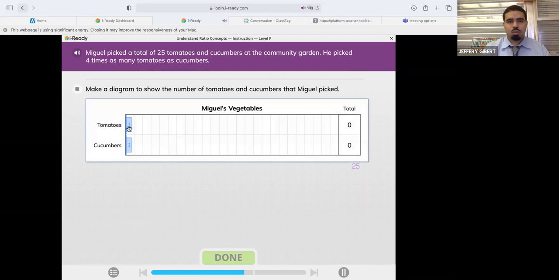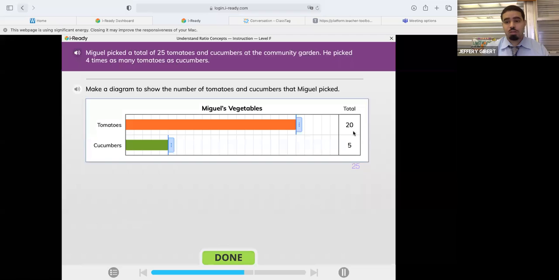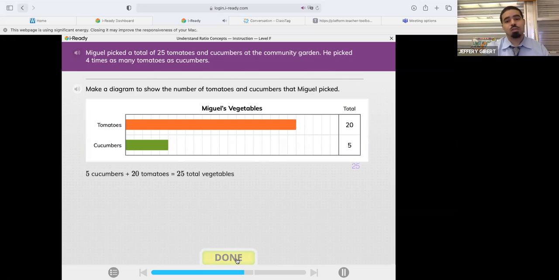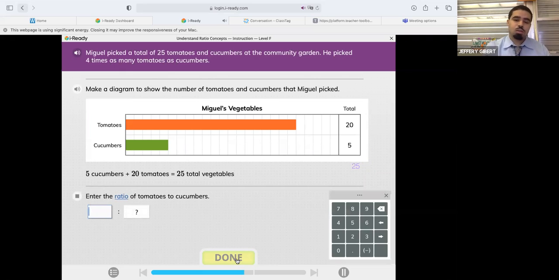Make a diagram to show the number of tomatoes and cucumbers that Miguel picked. So 1 times 4 is 4. Now another cucumber. 2 times 4 is 8. Another cucumber. 3 times 4 is 12. Another cucumber. 4 times 4 is 16. And another cucumber. 5 times 4 is 20. And 20 plus 5 is 25. 5 cucumbers plus 20 tomatoes is 25 total vegetables. Enter the ratio of tomatoes to cucumbers. And like David told us, there's 20 tomatoes and 5 cucumbers.